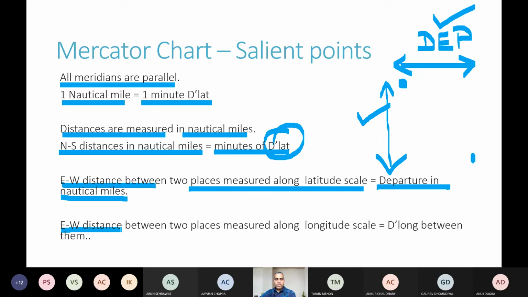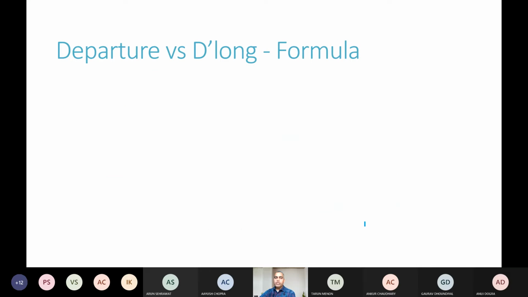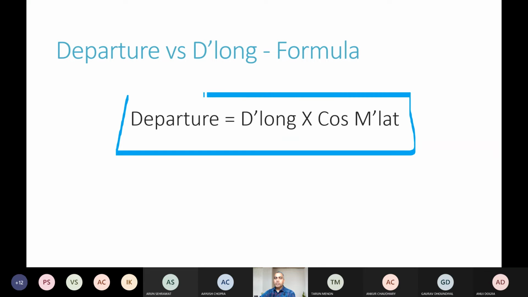As I told you, east-west distance, if we measure it along the longitude scale, is the d long between them. But in this plot which we are making, we do not have the longitude scale, so we cannot have the d long picked up straight from the plot. If we want d long, we will have to find it using the parallel sailing formula. Departure is equal to d long into cos of m lat.